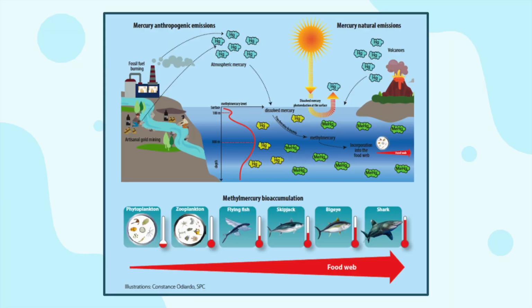And this is just another example of how mercury enters aquatic ecosystems and then biomagnifies its way up the food chain. That is it for this section.